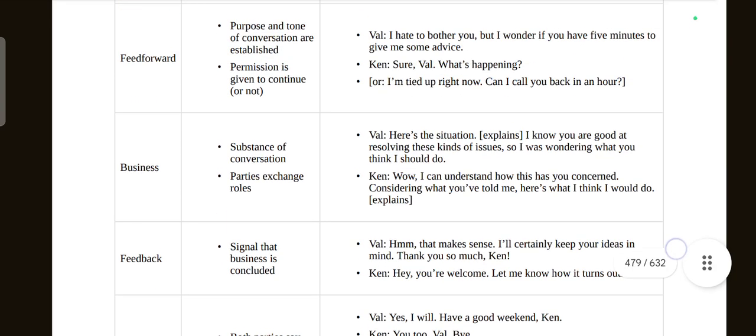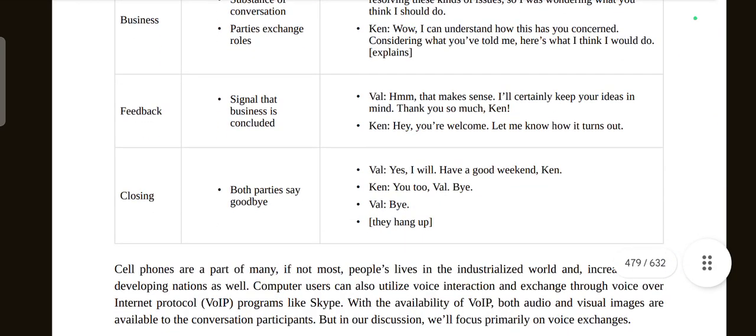And then for the closing stage, the purpose of this is for both parties to say goodbye. So this is how the conversation ends. So as we can see in the example, Val said, "Have a good weekend, Ken." And then it was responded by Ken, "You too, Val, bye." And then they hung up.